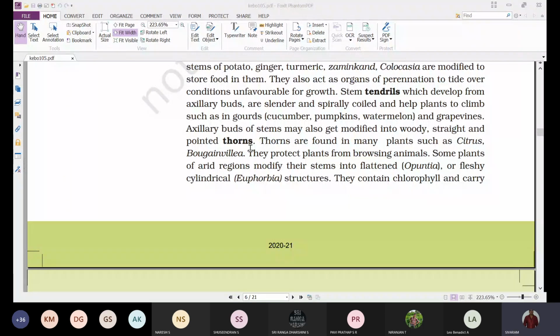What is the main purpose of these thorns? They protect the plants from browsing animals. Browsing means eating, grazing. And some plants of arid regions modify the stems into flattened or fleshy cylindrical structures.